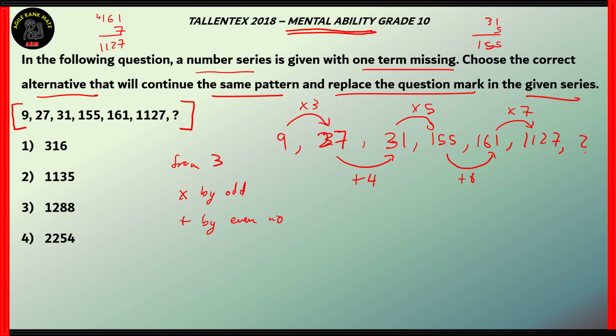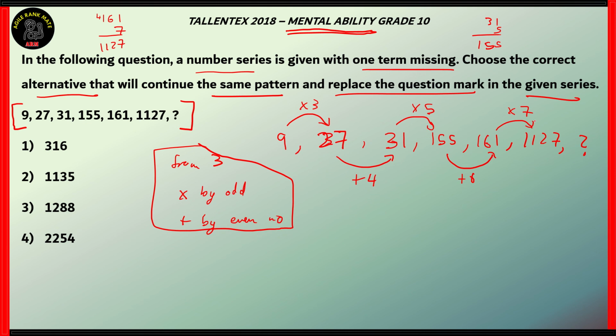Now next we have that question mark. So according to our pattern, from the number 3 onwards, the first term would be multiplied by 3 to form the second term. The third term would be the second term added by 4. The third term, 31, multiplied by 5 would give us the fourth term. The fifth term, 161, is basically 6 plus the fourth term, which is 155. So basically, multiply by odd number added by even number gives us the series.